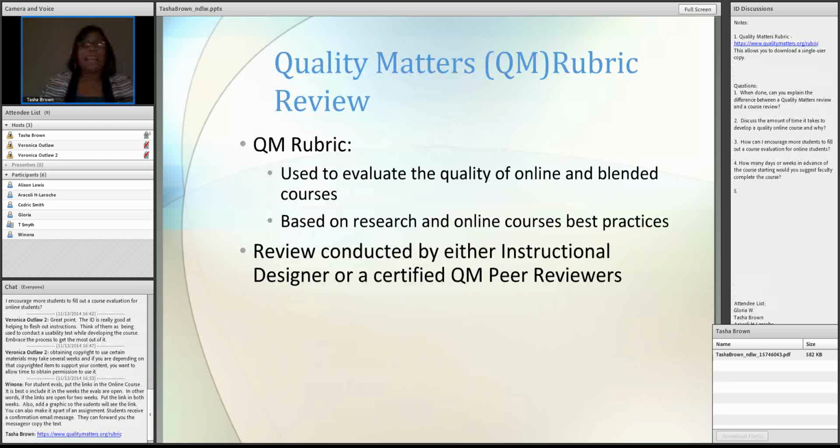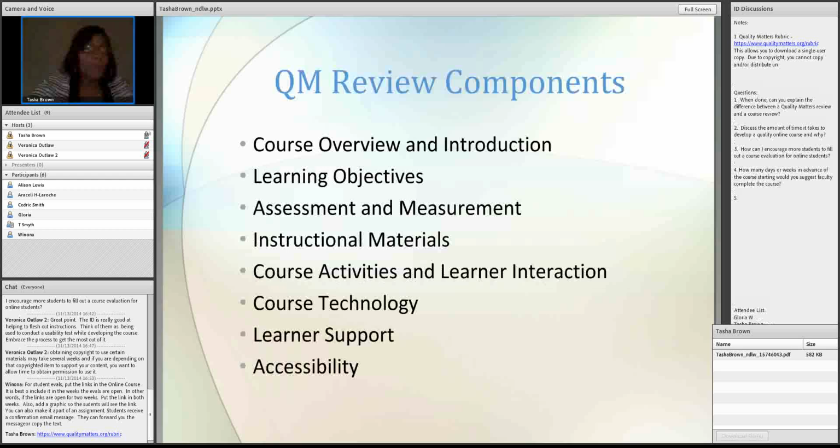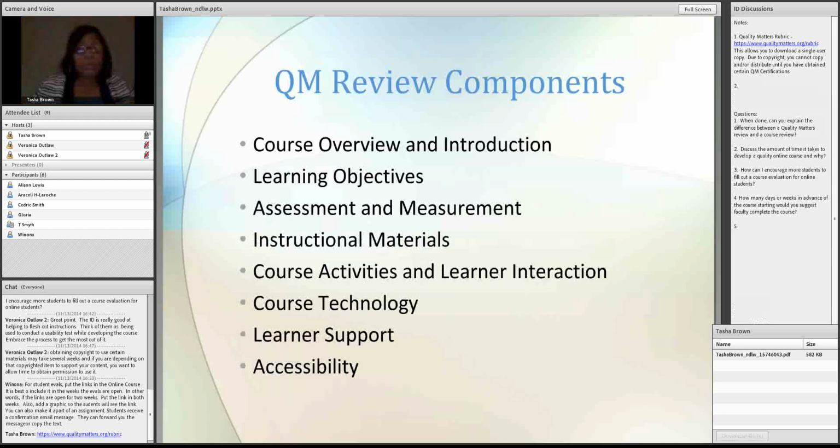If you go on the website, you will see that it talks about the rubric, and the rubric is used to evaluate the quality and is based on the research and online best practices. So this rubric has been revised often, and is revised based on what research is saying, what best practices are saying, what people are implementing. This review is either conducted by an instructional designer or a certified Quality Matters peer reviewer. And the constructs of this Quality Matters rubric are the following. You will see them listed on your screen.